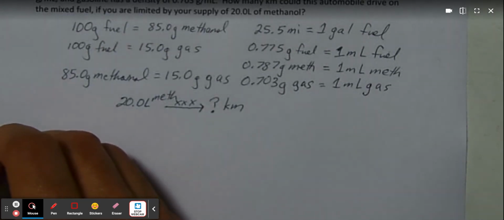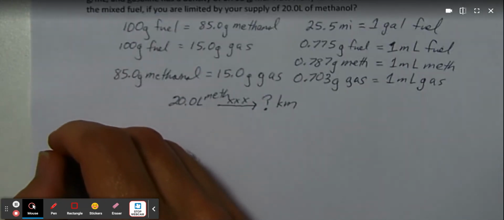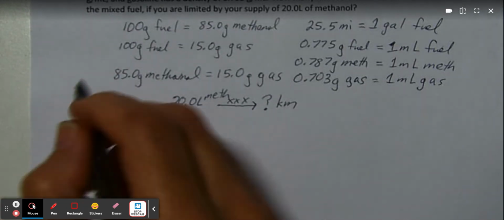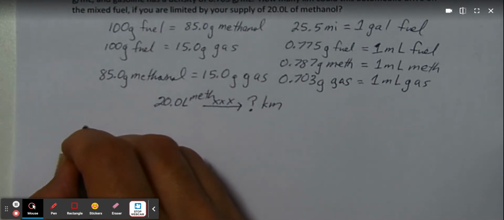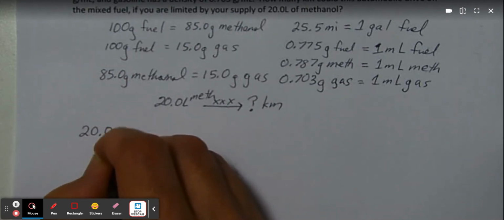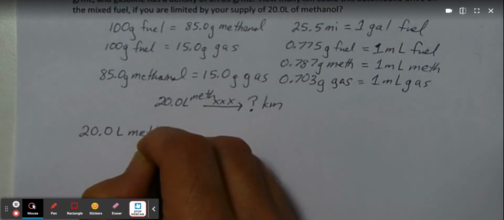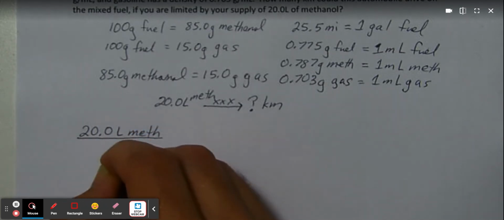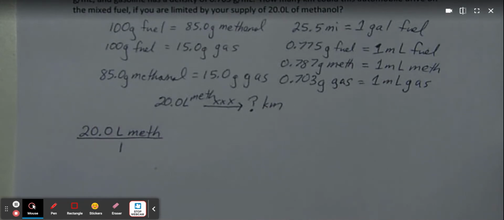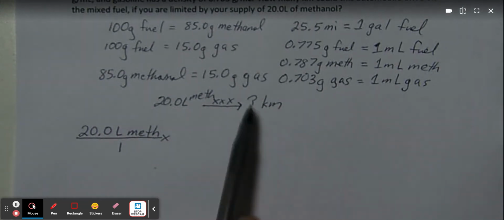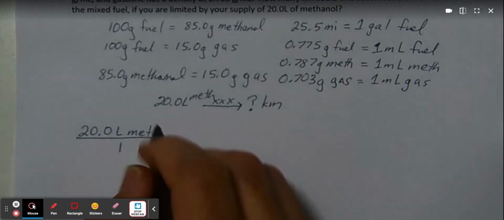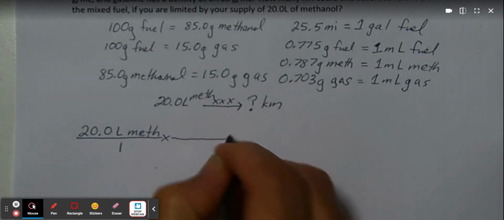So I'm going to start over here because we might need some room here. So we're going to start with 20.0 liters of methanol over 1. And all I'm going to do is multiply by conversion factors until I get to kilometers. So what's the first thing I need to do?